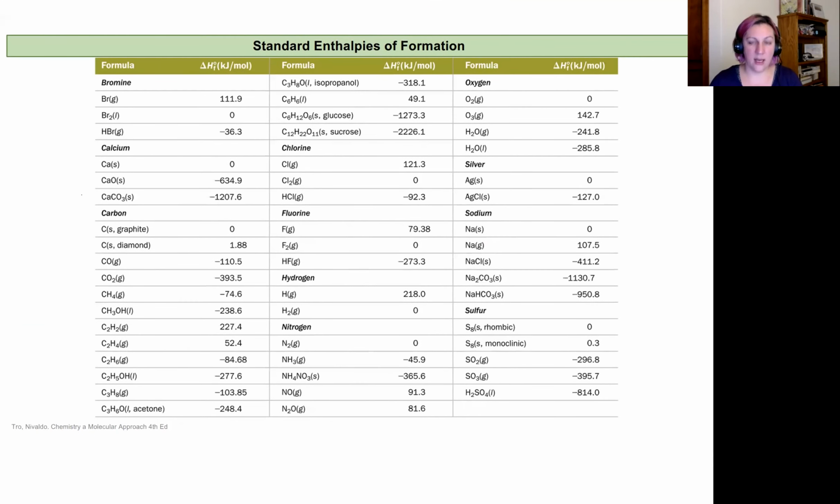First, here's a table of different standard enthalpies of formation for different compounds. You'll notice things like bromine liquid is in its pure elemental state, so it has an enthalpy of formation of 0. But something like methanol has an enthalpy of formation of negative 238.6, and this is in kilojoules per mole. So we can use this table to fill out that equation we looked at, which shows that for a reaction, we take the sum of the enthalpies of formation of the products minus the sum of the reactants.